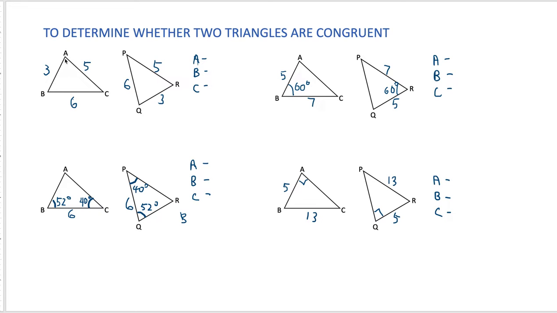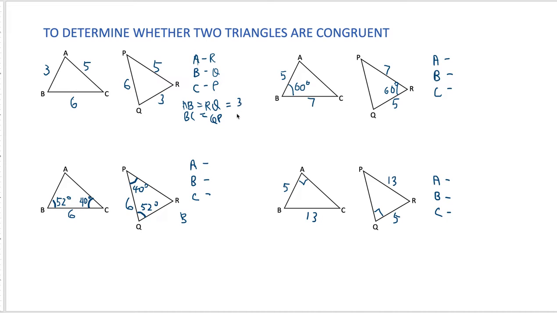So the sides 3 and 5 branch out from A, so it corresponds to the side R. And B corresponds to the side Q. And finally, we have the side P. Therefore, what we need to do is to show that AB is equal to RQ and BC is equal to QP.